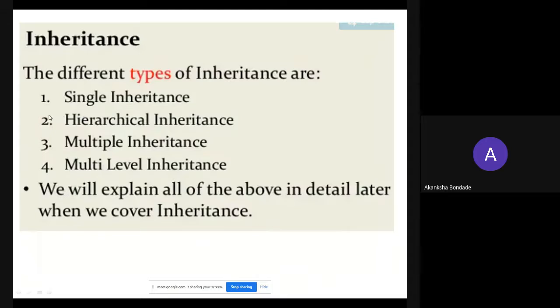This is called inheritance. Now, what are the types of inheritance? There are four types: single inheritance, hierarchical inheritance, multiple inheritance, and multi-level inheritance. We will explain all of these in detail later when we cover inheritance.